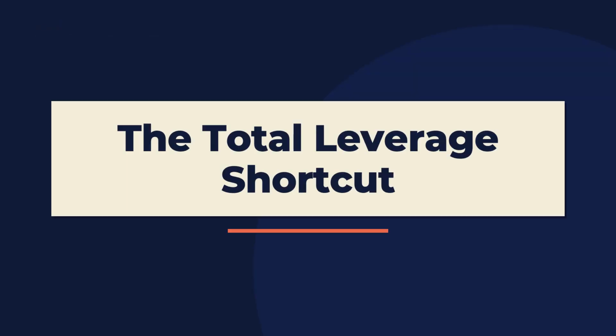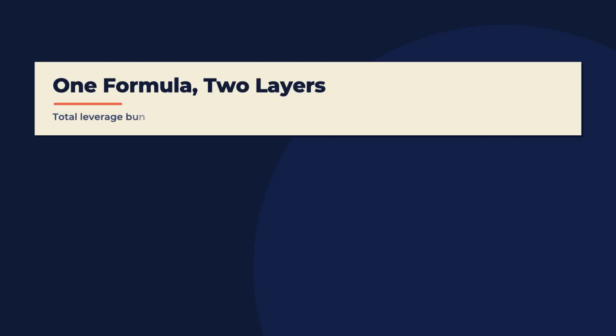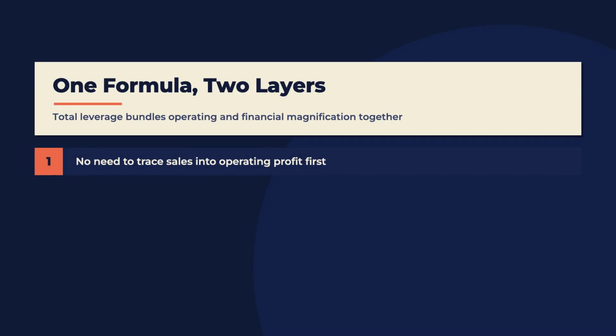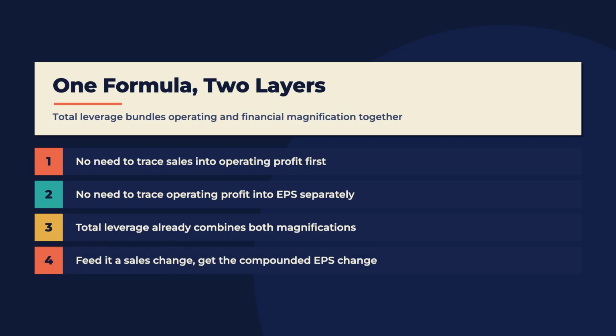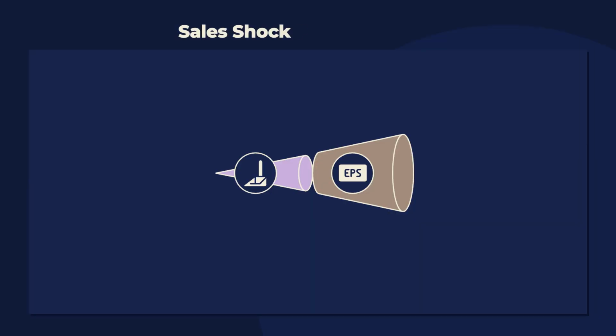Once you know a firm's degree of total leverage, projecting how a sales change hits per share earnings collapses into one multiplication. Total leverage times the percent change in sales gives approximately the percent change in per share earnings. The power of this shortcut is that it folds both layers of leverage into a single step. There's no need to trace the sales change into operating profit and then into per share earnings separately, since total leverage has already bundled the operating and financial effects together.